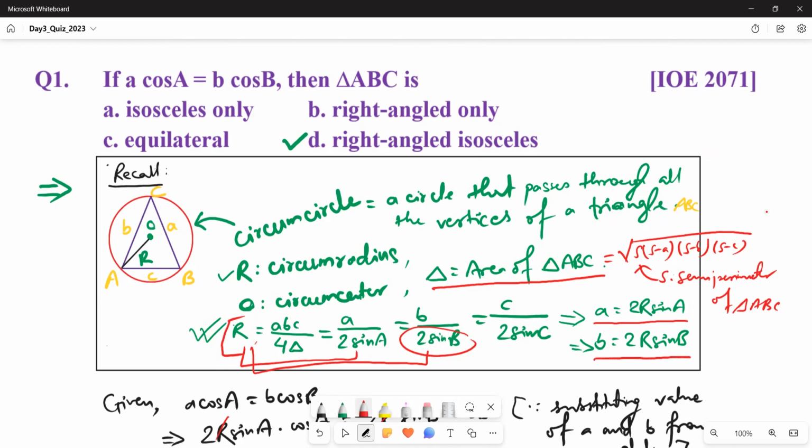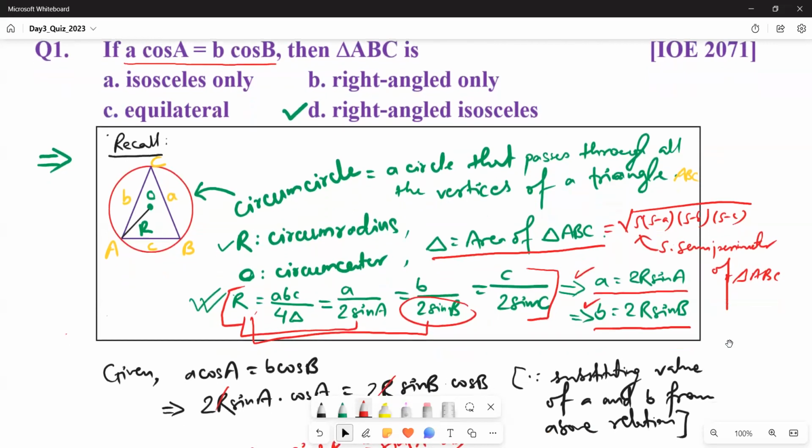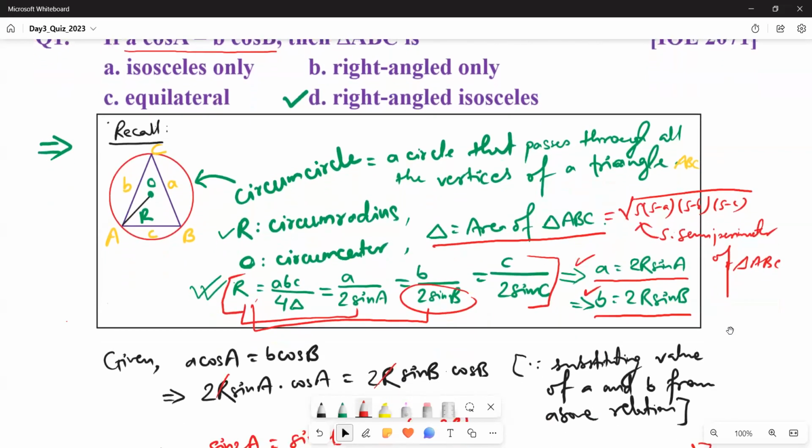This is a very simple concept. This relation you must be knowing already. I have just transposed some of the terms from the denominator to get the value of a and the value of b. So let's move ahead. Now in the question we have a cos A equal to b cos B, then the triangle ABC is. From here we will substitute the value of a and b, and then we'll see what this triangle represents, and which one of the four options is correct.